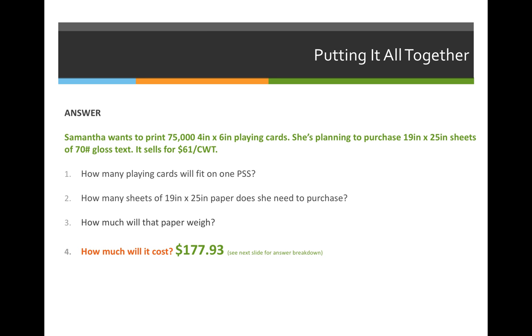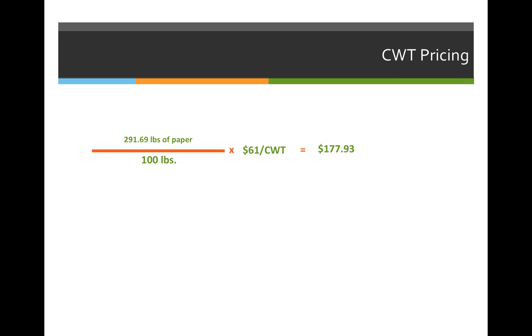The last step is to figure out how much the paper will cost. The correct answer in this example is $177.93. I calculated that by taking the weight of the paper, 291.69 pounds, and dividing it by 100, and then multiplying it times the hundredweight price that I was given in the example, which was $61 a hundredweight. When you divide 291.69 by 100, you move the decimal place two spaces to the left and get 2.9169. 2.9169 times $61 equals $177.93.